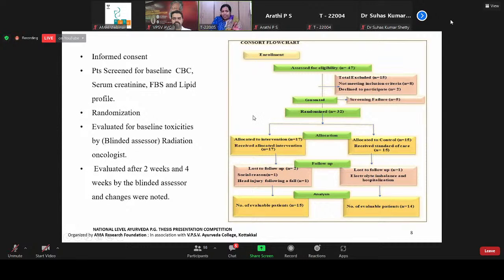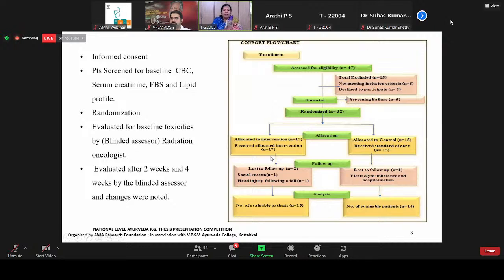The following CONSORT flow chart shows my recruitment strategy. After recruitment, I allocated 17 patients into the intervention arm and 15 patients to the control arm. Two patients from the intervention arm were lost to follow-up due to social reasons, and 1 passed away due to a head injury. In the control arm, 1 patient was lost to follow-up due to electrolyte imbalance and hospitalization.